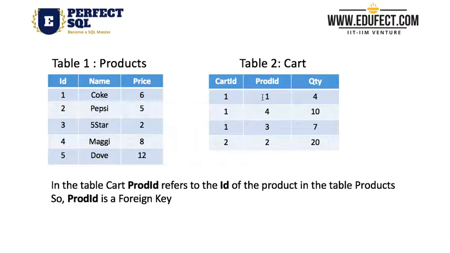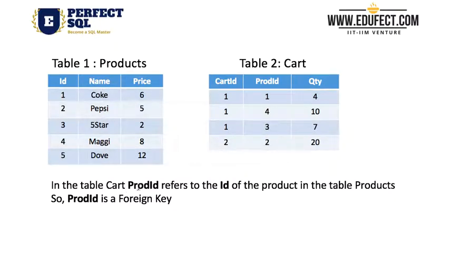So here when the customer has put in product ID 1, which means this customer has added 4 quantities of Coke. Product ID 4 stands for Maggie, so 10 quantities of Maggie, and product ID 3 stands for 5 Star and 7 quantities of 5 Star. In cart 2, the product ID 2 here will stand for Pepsi, so the customer with cart ID 2 has put in 20 quantities of Pepsi.